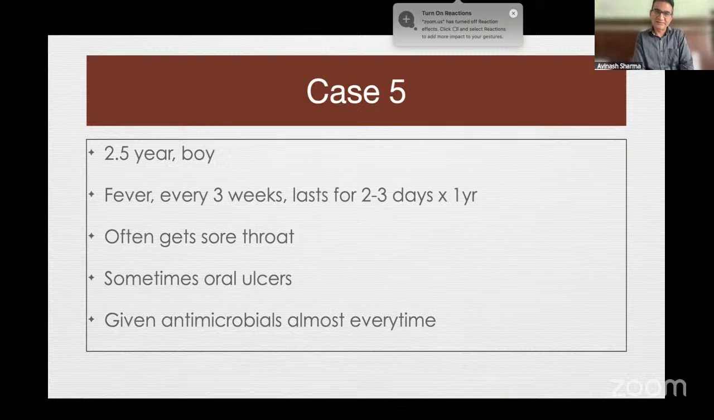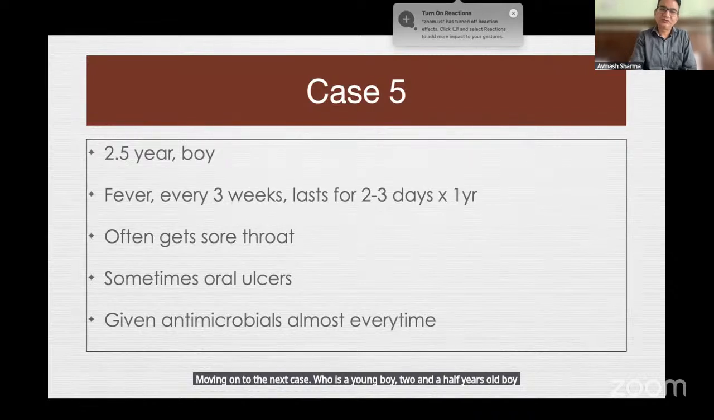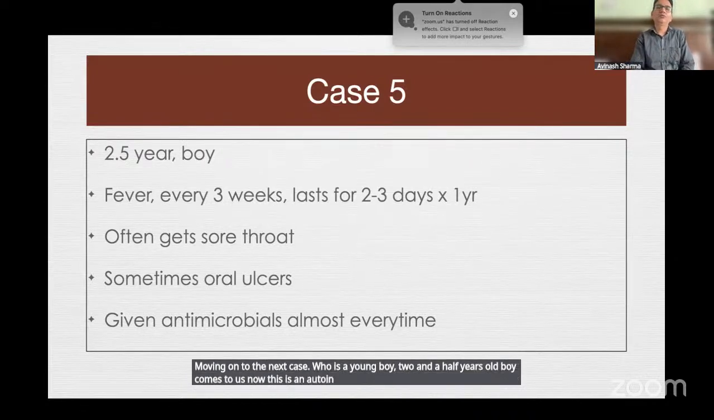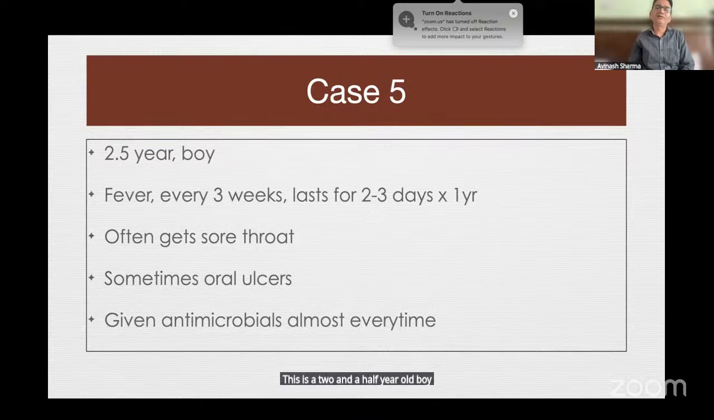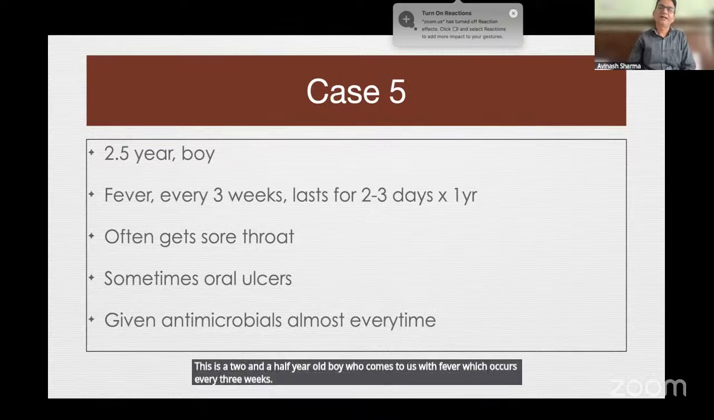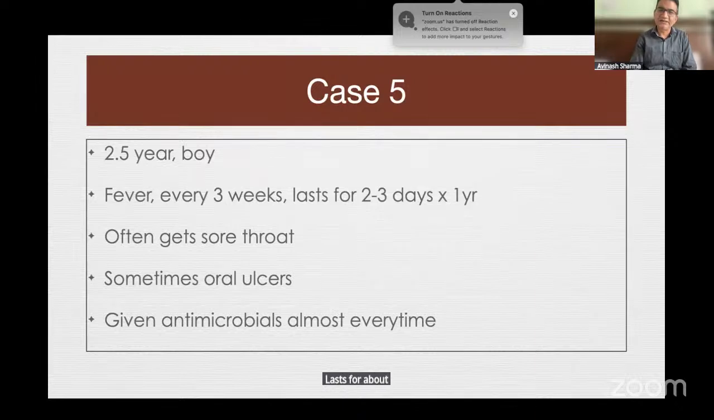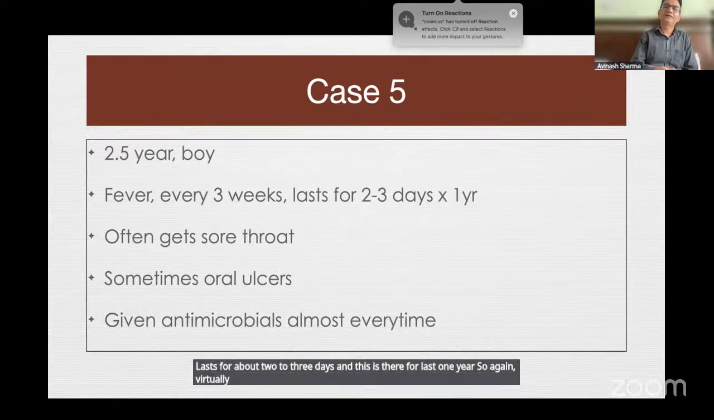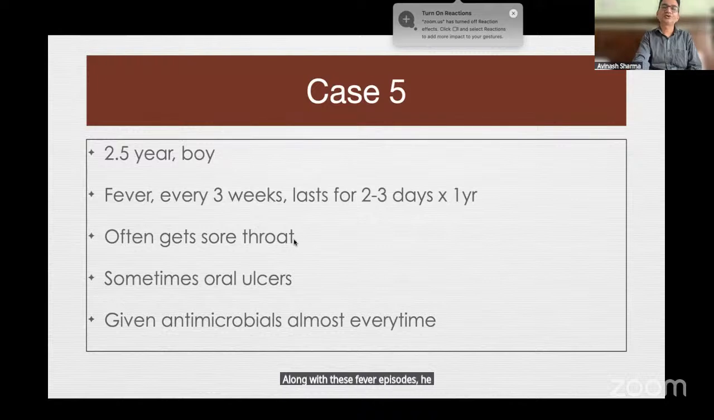Moving on to the next case, a young boy, 2.5 years old, comes to us. Now, this is an autoinflammatory syndrome which we have seen in quite a number of patients in our setup. This 2.5-year-old boy comes to us with fever which occurs every 3 weeks, lasts for about 2 to 3 days, and has been there for the last 1 year. So again, virtually after infancy, he started having these fever episodes, which occur every 3 weeks and last for 2 to 3 days. Along with these fever episodes, he often gets sore throat.